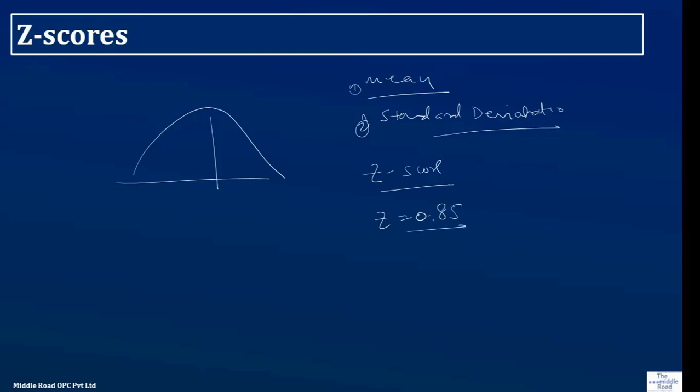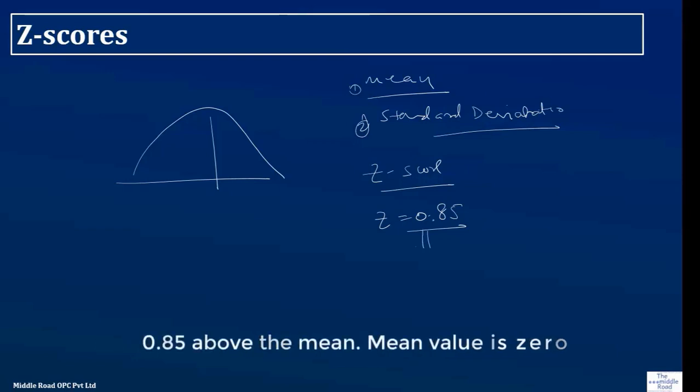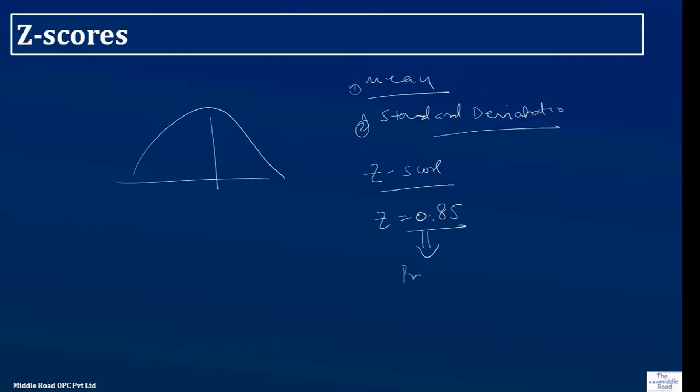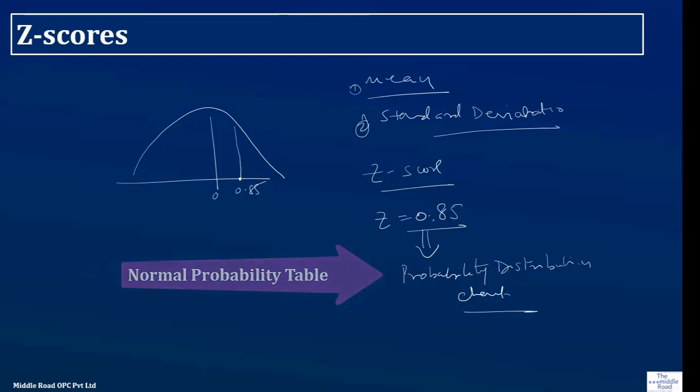What it means is it's 0.85 above the mean, and mean is always 0. Once we get a Z-score, we'll find the probability, or what percentage it is at that particular point. I've got a Z of 0.85. The distribution which I'll get is to the left of the curve. For 0.85, we'll refer to a chart, the probability distribution chart, which will assign us a probability, a percentage.